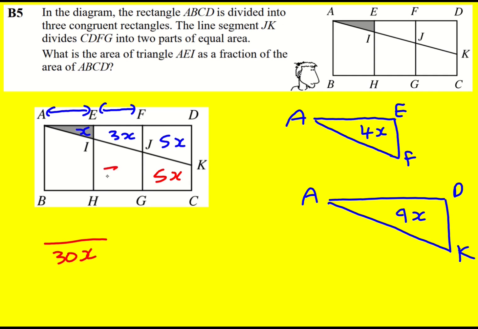You could even work out what these are. This is going to be 7x, and this is going to be 9x, which means the area of triangle AEI as a fraction of the area of the large rectangle ABCD is going to be x, the triangle, divided by the whole thing, 30x, which gives 1 over 30.